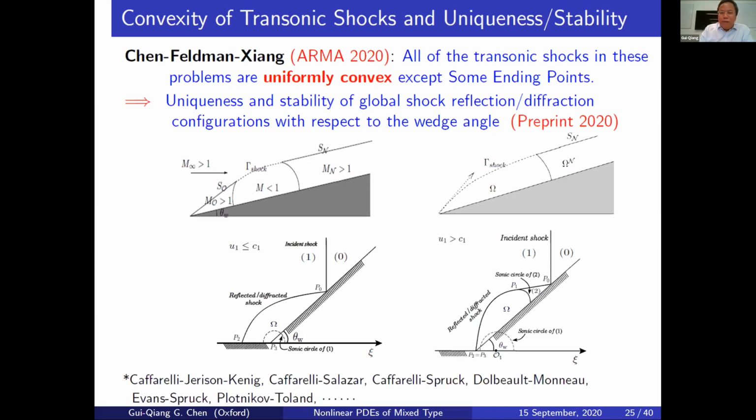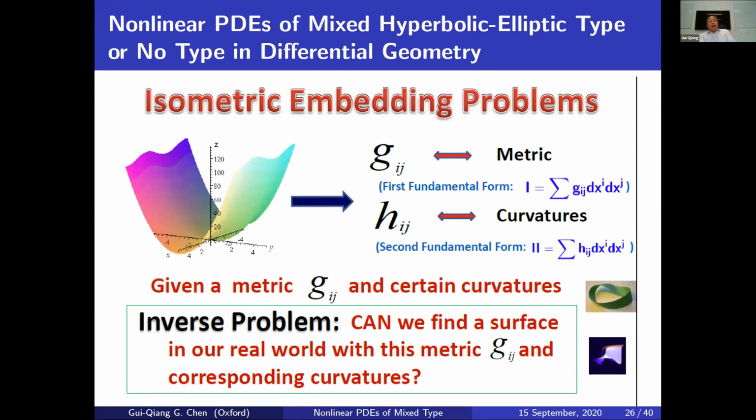Now, the second example, I want to show you from differential geometry, is about the isometric embedding problem. We know that given a surface, you can compute the first fundamental form, the second fundamental form, and the curvature. The problem is the opposite.